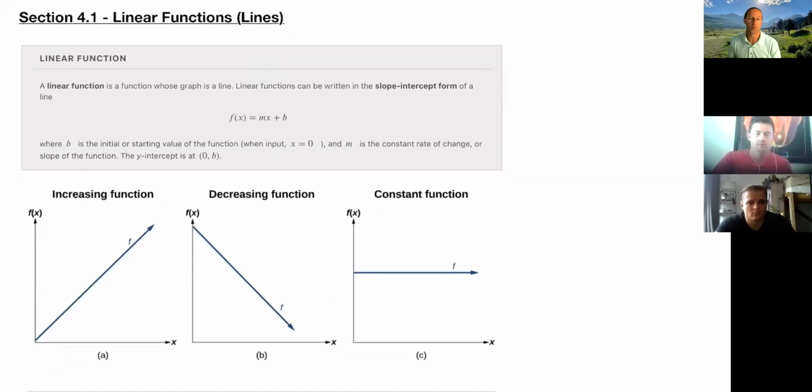All right, everyone, 4.1 and 4.2, we'll start with those, and then we'll jump into the first two sections of chapter 5 this week. So 4.1 and 4.2, as I mentioned, are very similar. 4.2 is just going to be the applications of this.